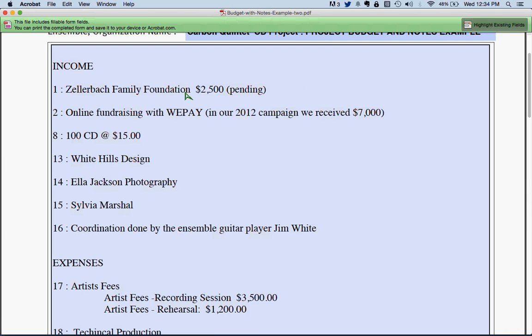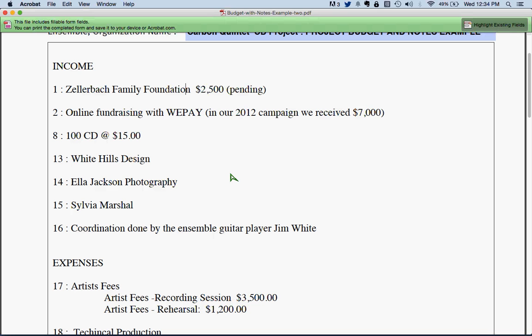Okay. So in income, it looks like they're again projecting some money from Zellerbach Family Foundation. This time, they're going with a different online fundraising organization, but again, it's great that they're showing us what they received in their last campaign, so they can justify the amount that they expect to receive under this current CD project. Here, under product sales, they have detailed out that they think they're going to sell 100 CDs at about $15 a pop. So we get where that number came from.